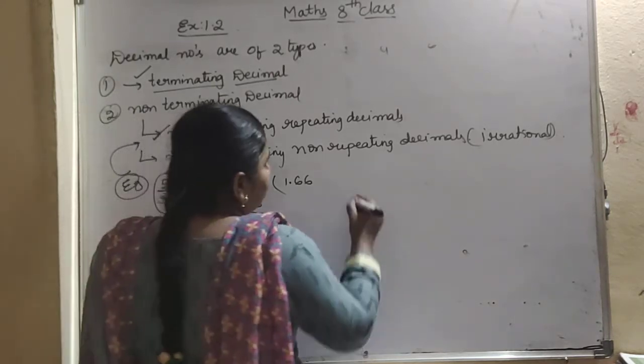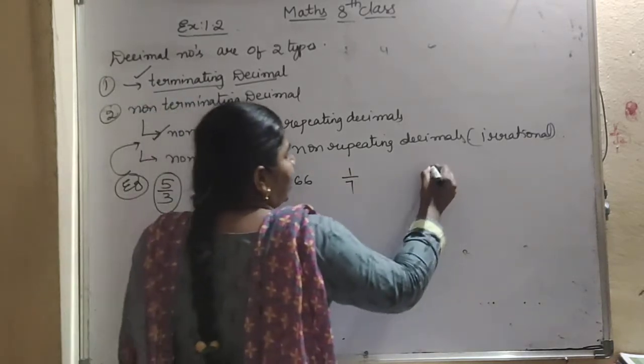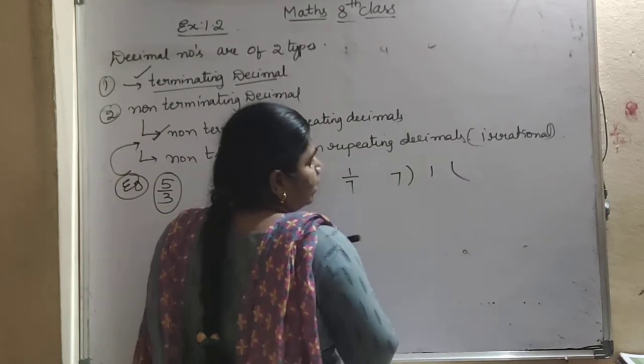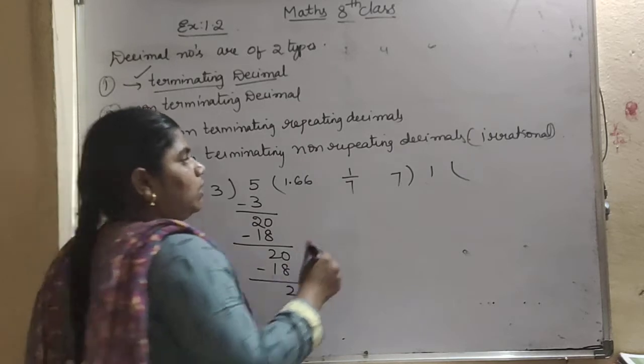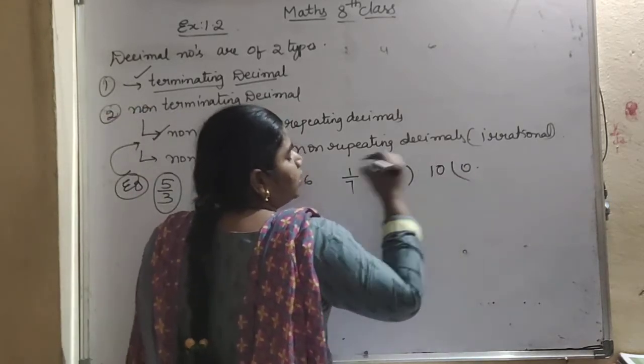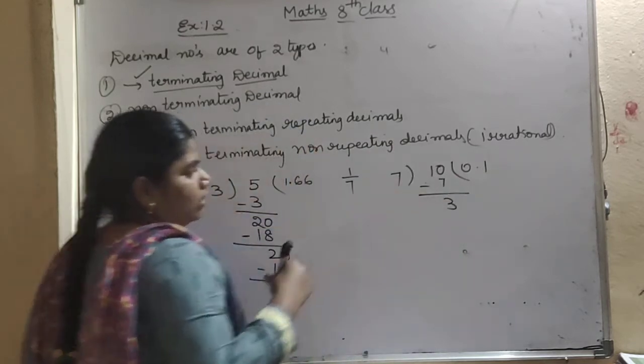Okay, one more example we can take: 1/7. We have to divide 1 by 7. 1 will not go in 7 because 1 is smaller than 7. So 0.0. 7 times 1 will be 7. If you subtract this, you will get 3.